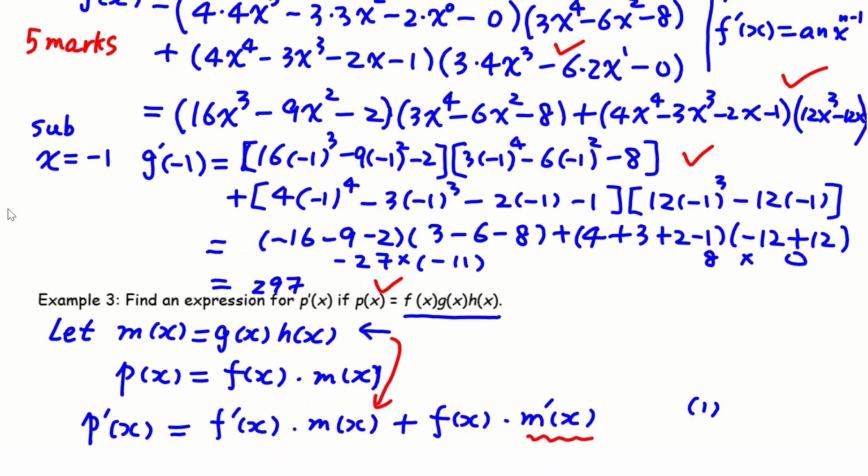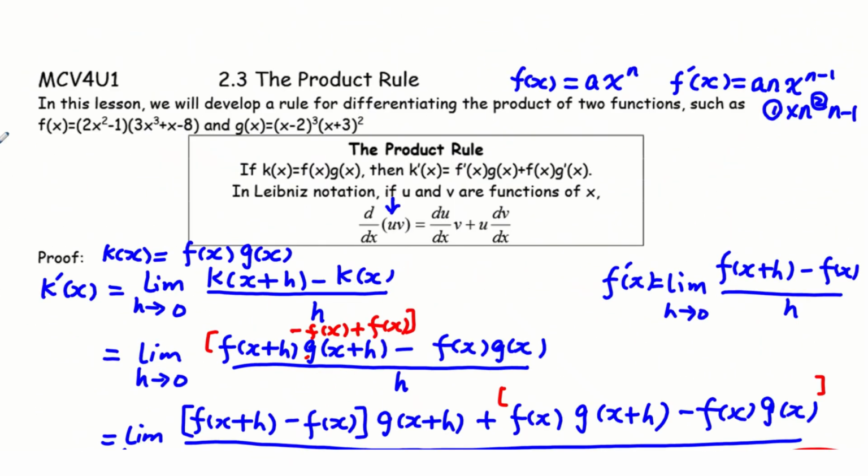So it's just, if k at x equals f at x times g at x, the derivative of that one is first function derivative times other function, plus first function times other function's derivative.